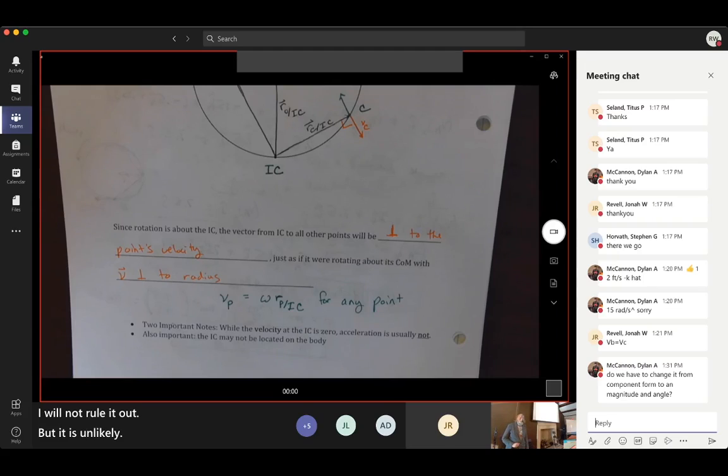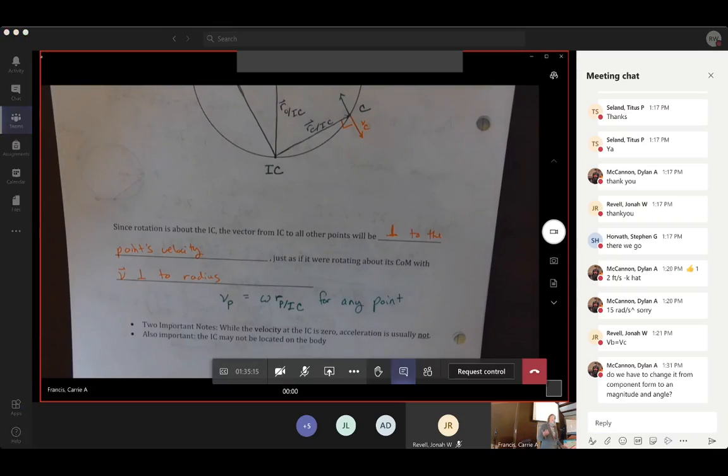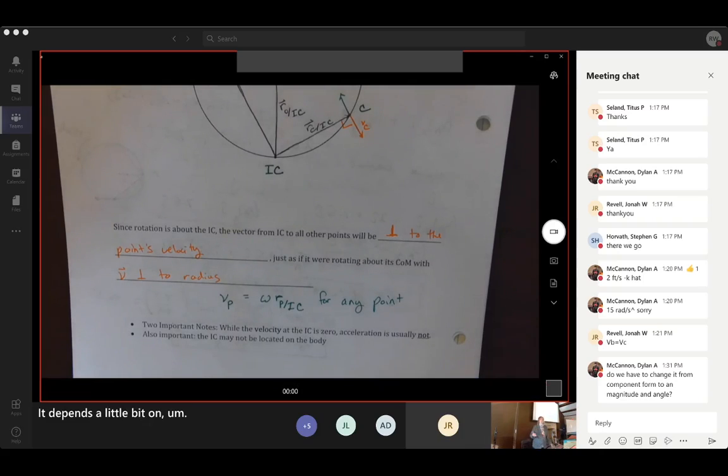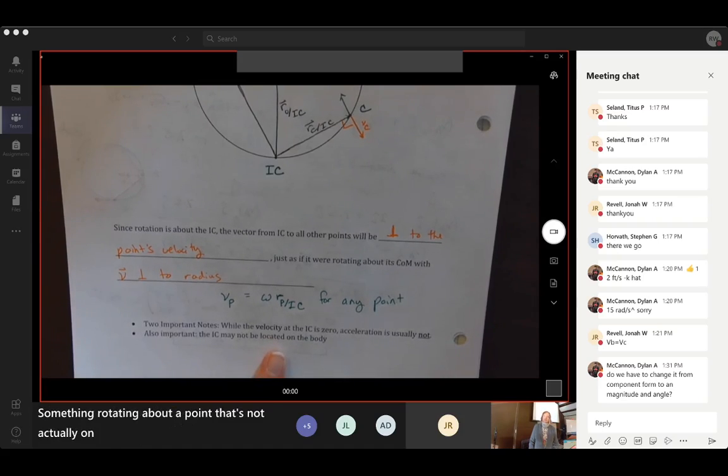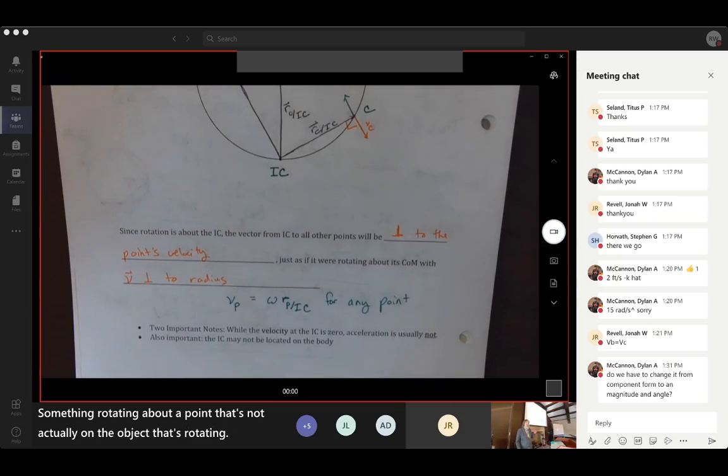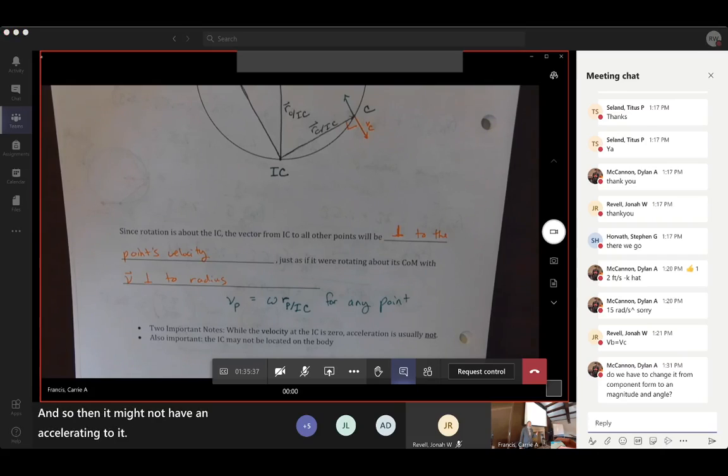If it was still working. Yeah, so it depends a little bit on the system. It could be a system where you have something rotating about a point that's not actually on the object that's rotating, and so then it might not have an acceleration to it. So it depends on the system.